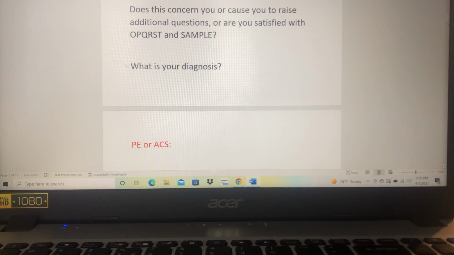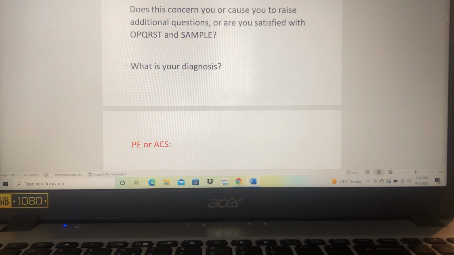Or is there something concerning? Is OPQRST going to give you the answer? Is SAMPLE going to give you the answer to this question, to this EKG, to this patient? Probably not.